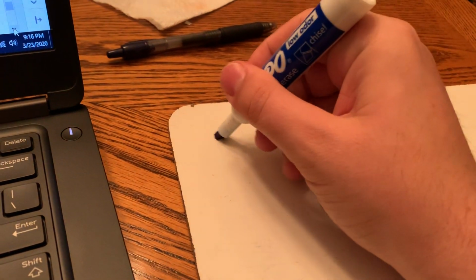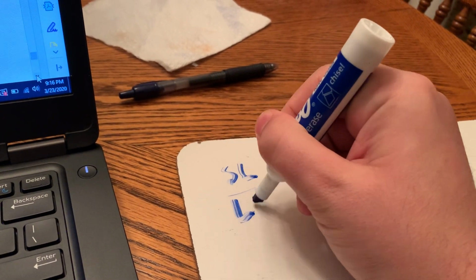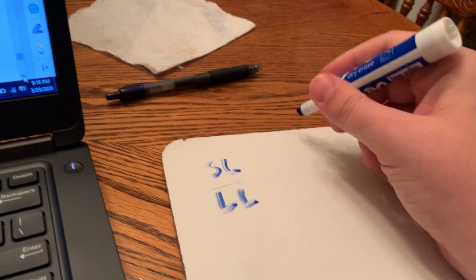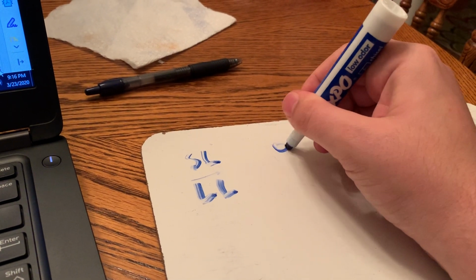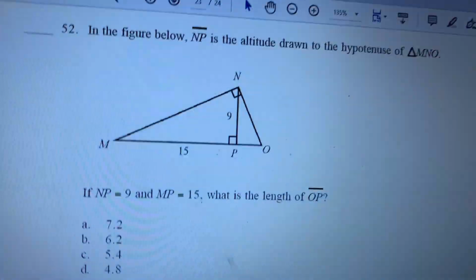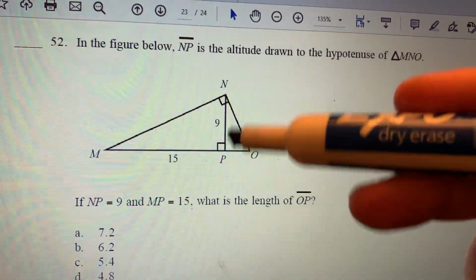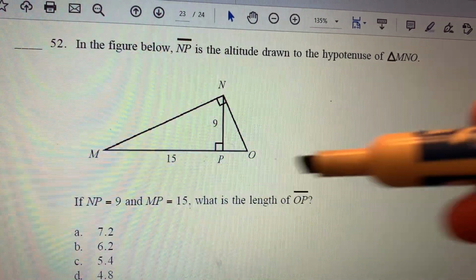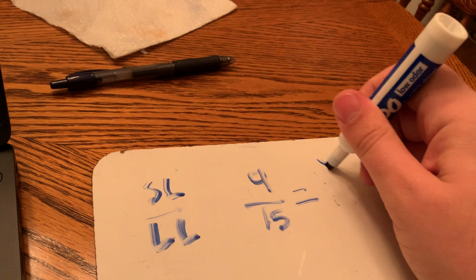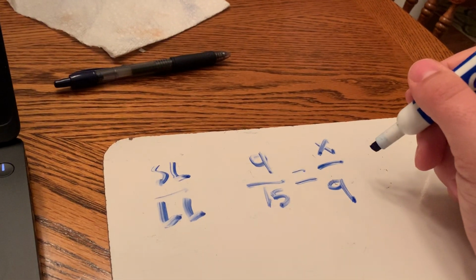So I'm going to set up my ratio like this. I want my short leg up top, my long leg on the bottom. So my short leg for the one triangle that we're given is 9, my long leg is 15. But now if I look for the small triangle, my long leg is now the 9 and OP is my short leg. So OP is my short leg, so what I'm looking for is x. My long leg is 9.